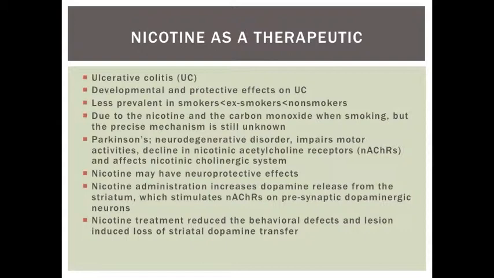Another disease that may benefit from nicotine is Parkinson's, a neurodegenerative disorder which impairs motor activities. Those suffering from Parkinson's have a decline in nicotinic acetylcholine receptors, nAChRs, and thus affect the nicotinic cholinergic system. Nicotine may have neuroprotective effects. Nicotine administration increases dopamine release from the striatum, which stimulates nAChRs on presynaptic dopaminergic neurons. Nicotine treatment reduces the behavioral defects and lesion-induced loss of striatal dopamine transfer.